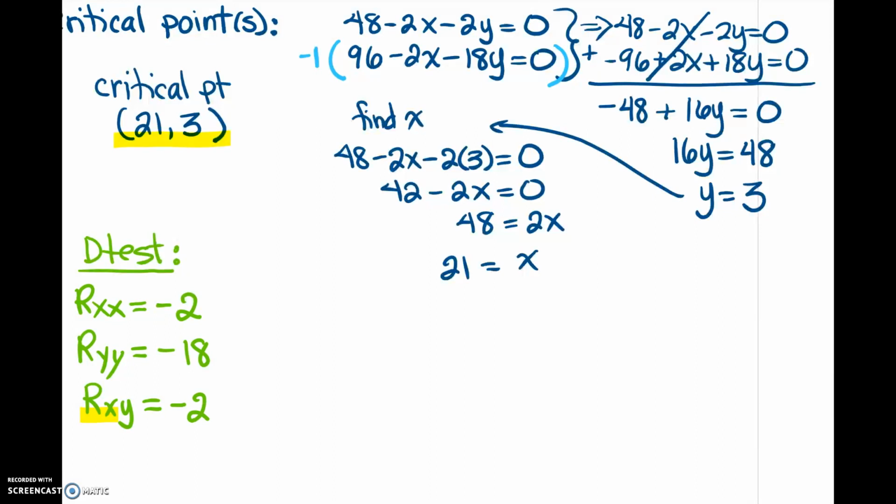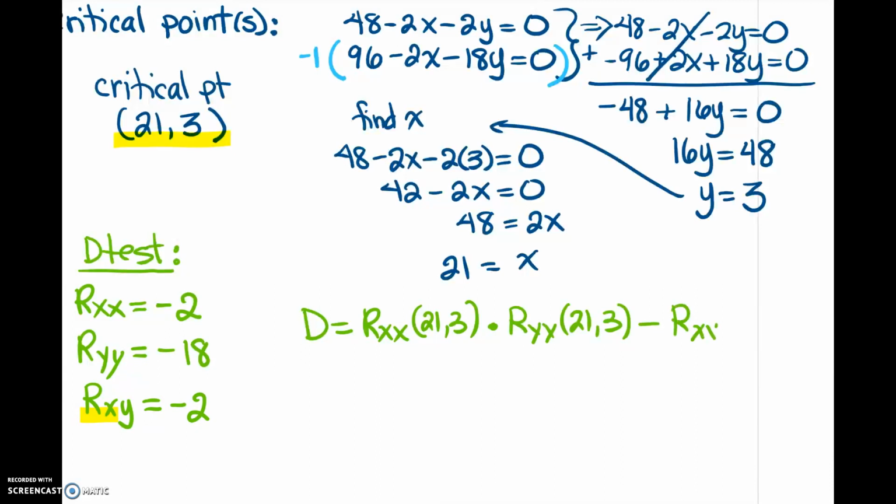All right, so this is what I need. Now remember, the value of D is found by taking your second derivative with respect to x at your critical point, times your second derivative with respect to y at your critical point, subtracting your derivative of x and then y at the critical point, but this is the crazy part, squared.